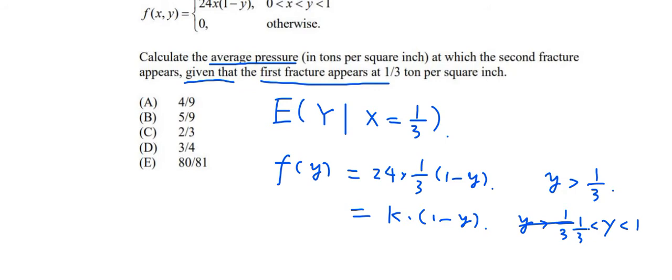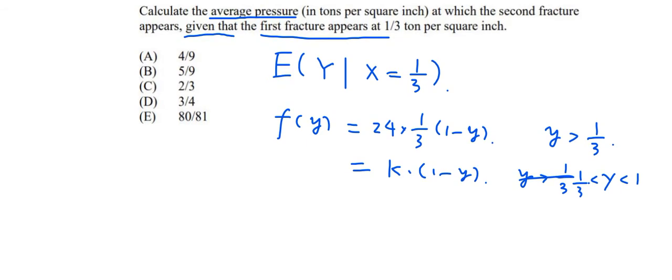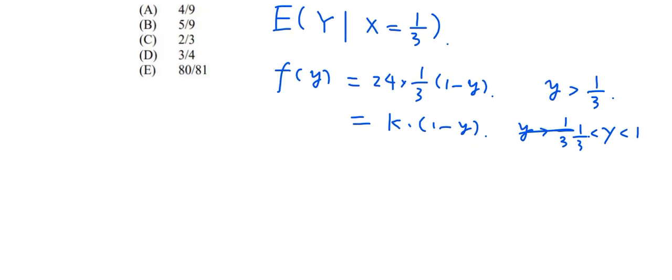So we need to find this k. What is this k? We want to guarantee this is a density function. So we have the integral of f(y) with constant k, dy, over all y, and this equals 1.